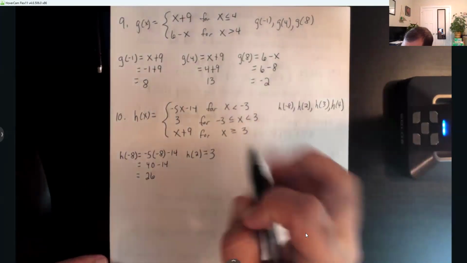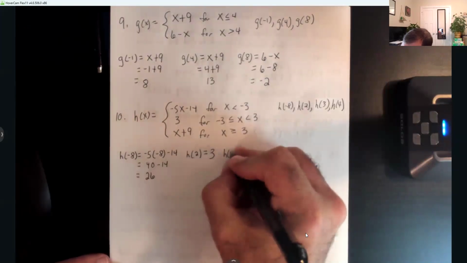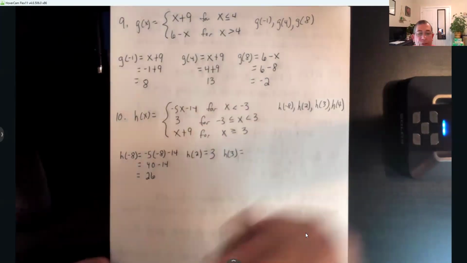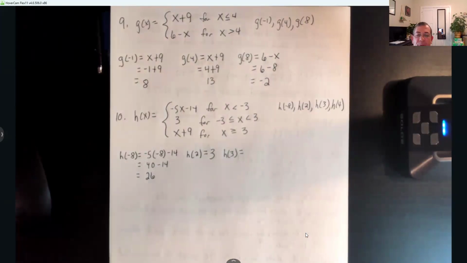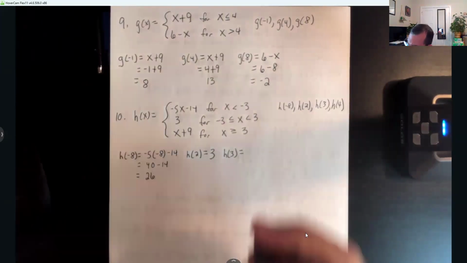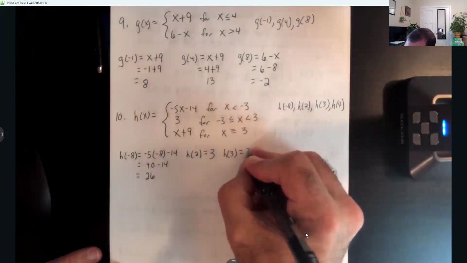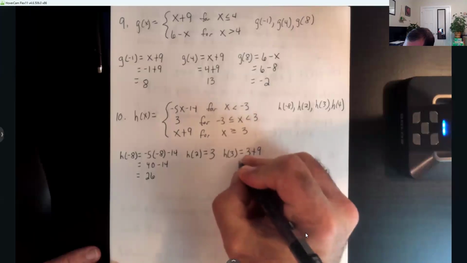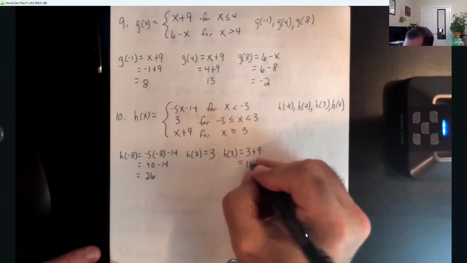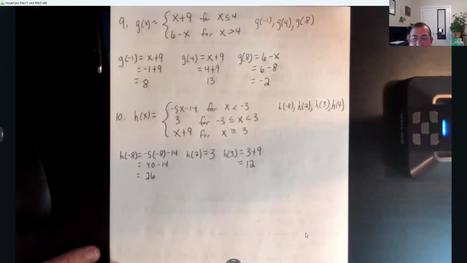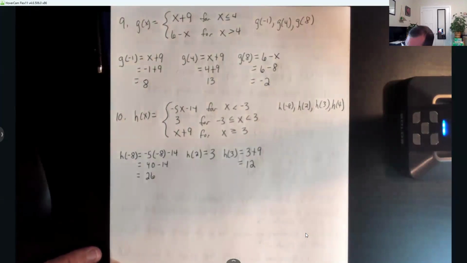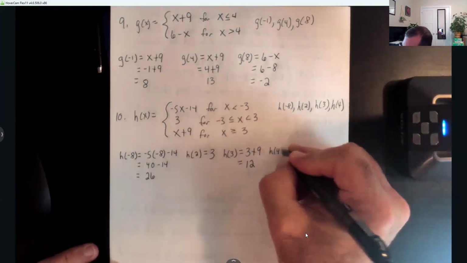All right, y'all, how about h of +3? Which equation for h is a +3? So that'll be x plus 9. Good job. So put a 3 in for the x. That'll be 3 plus 9. So that's what? 12. And y'all finally, h of 4.